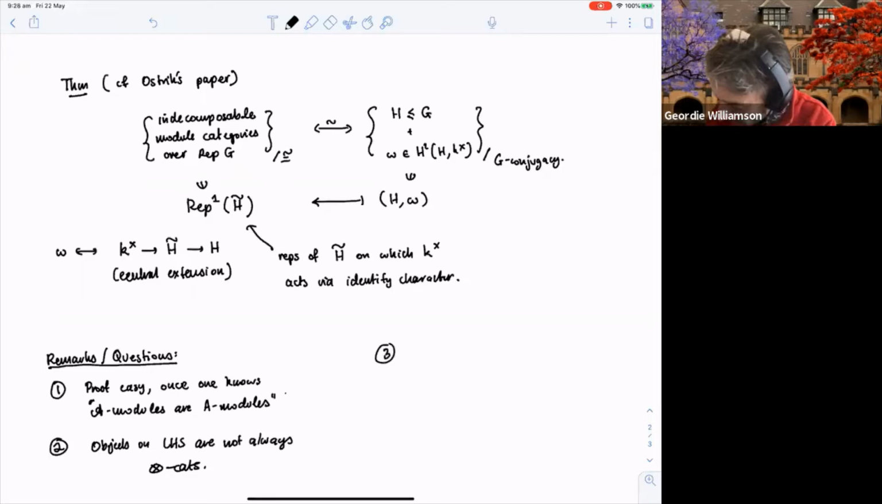Three, this is maybe a question for Professor Henderson. Is it easy to see that for SL2 these, is there a general reason?